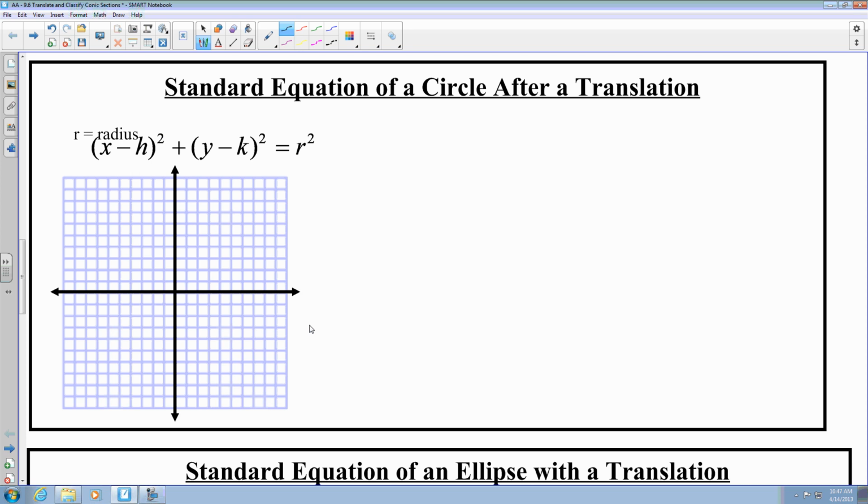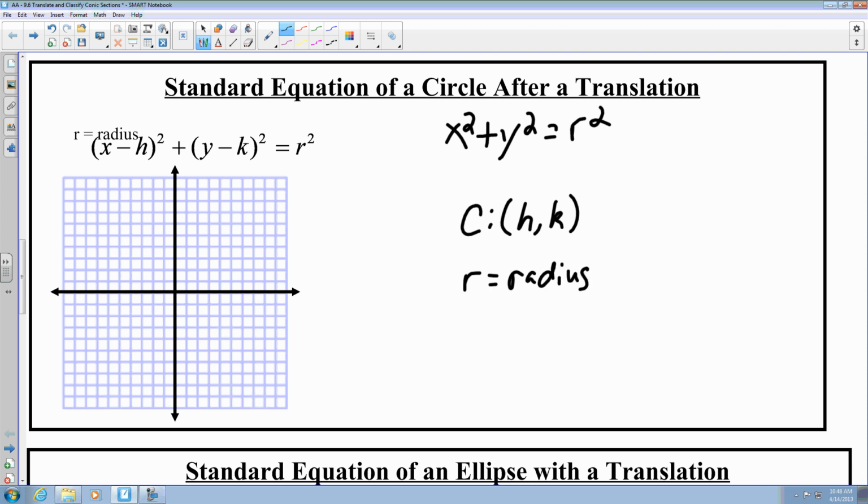The standard equation for a circle is a little easier to see from the equation, because not a whole lot has changed. We had x squared plus y squared equals r squared, and now we include h and k for our shift as our center point. So the center of our circle is always going to be the coordinates h comma k, and our radius is still denoted as r.